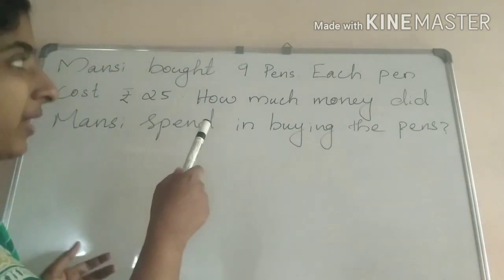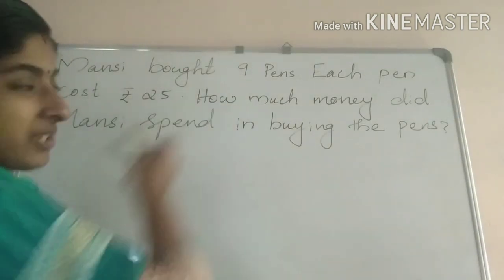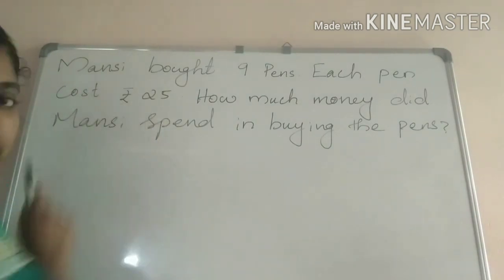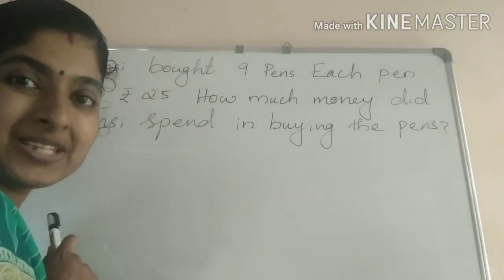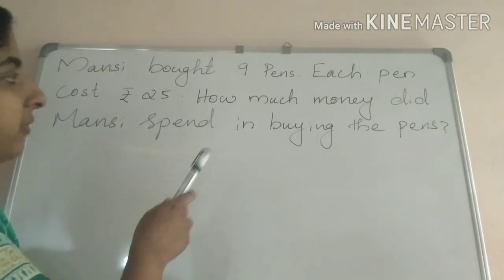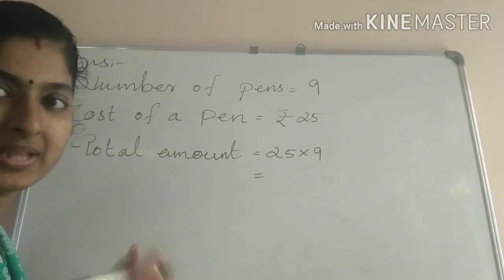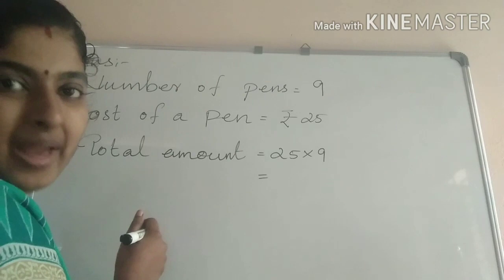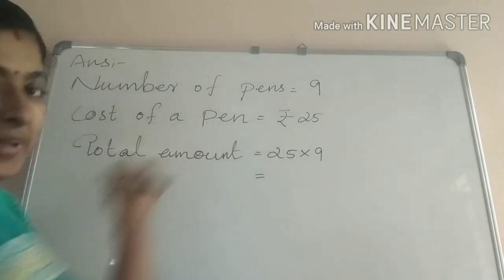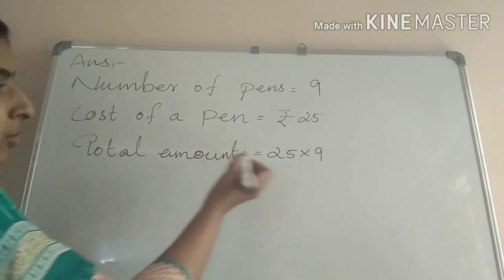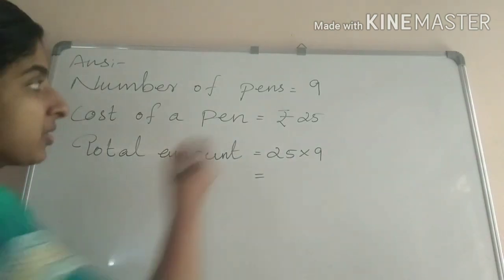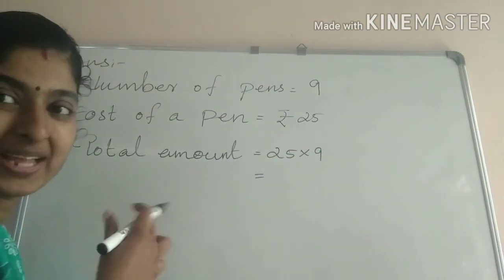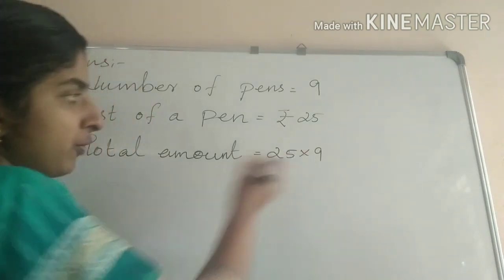Okay. See, how to write the steps? See the question, what is given? The number of pens is given. That is, number of pens is equal to 9. Then the cost of one pen is given. Cost of one pen is equal to rupees 25. Then we have to find the total amount. See the answer of that question. Number of pens is equal to 9. Then cost of a pen is rupees 25. Then total amount is equal to 25 into 9. Because the cost of one pen is given, we have to find 9 pens. That is multiplication.